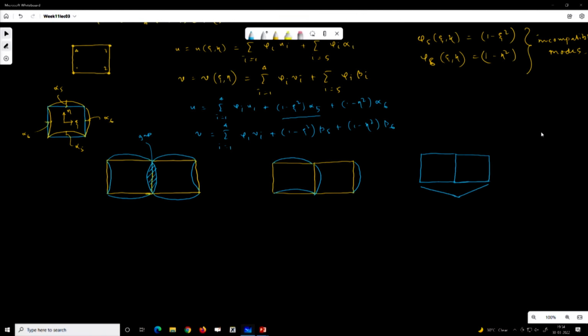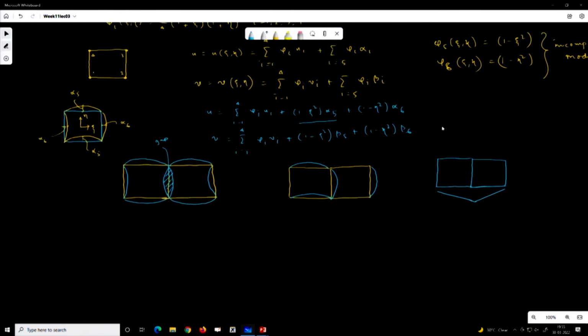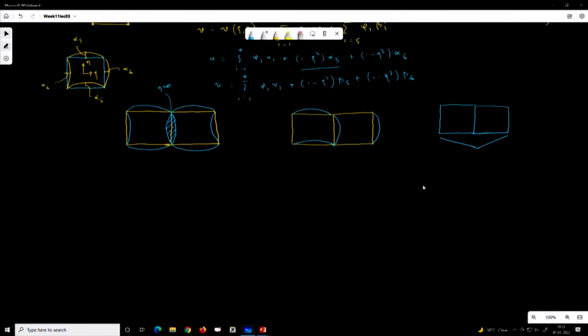So now how to approach this? One advantage is that by introducing these modes we can easily represent the correct bending solution. So which is this solution? We can easily represent this correct bending solution with these modes. That's why incompatible elements are useful in finite element solution.